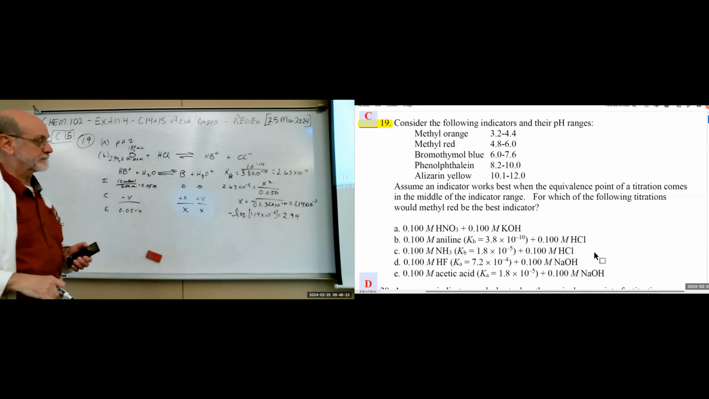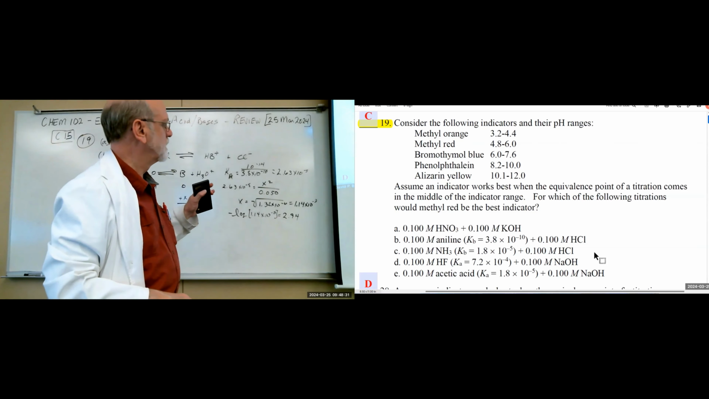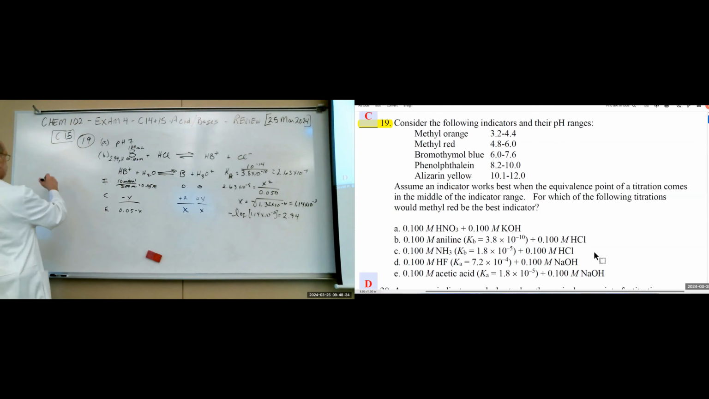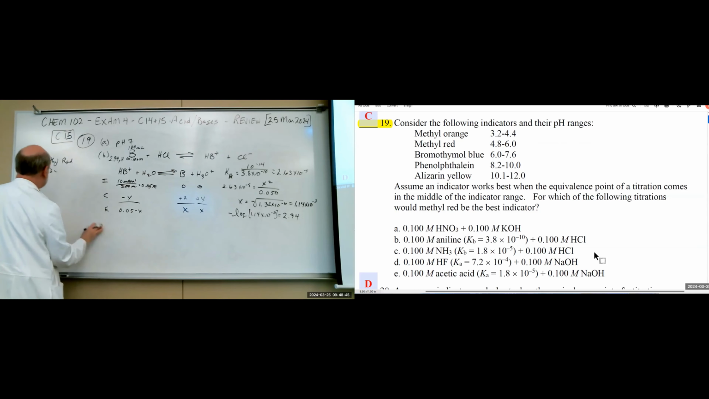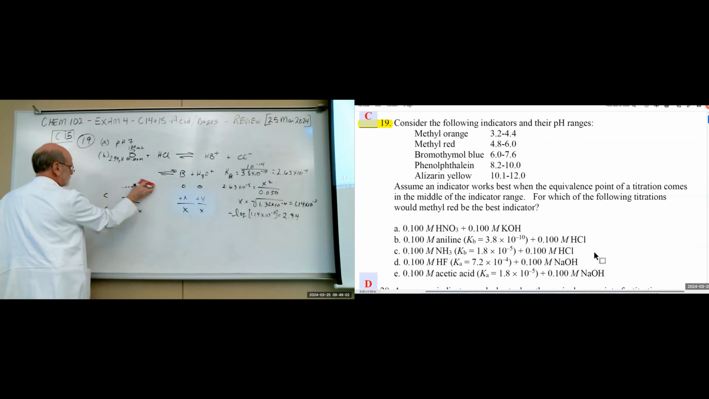Okay, that was B. Let's see. Methyl red. We're looking at methyl red, which is 4.8 to 6.0. We want to use this indicator, 4.8 to 6.0 pH. All right, so B won't work, right? That was going to change at 2.94. Did I do that right? Yeah. Okay. All right, so we did that one.